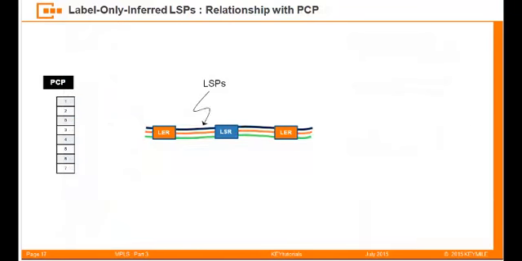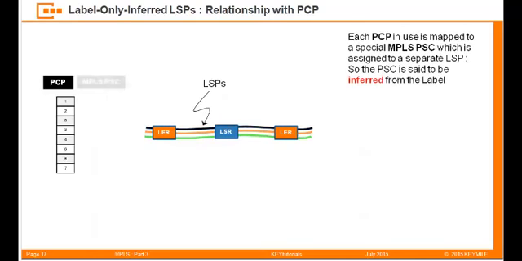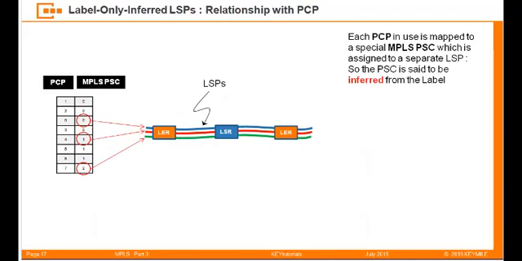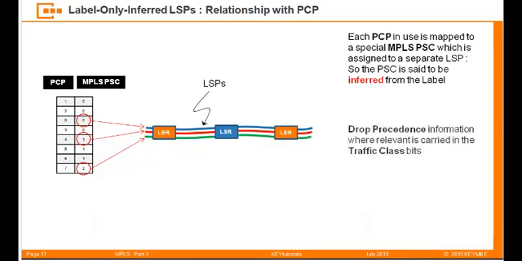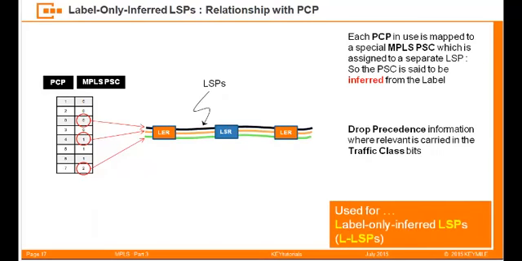And the same principle applies for LLSP if VLAN tags are present. First, the PCP is mapped to an MPLS PSC, and secondly, the PSC is assigned to an LSP. It should be noted that LLSP is a far more complex system than ELSP. There's much more configuration required, and for this reason, it's recommended that ELSP should be used where at all possible.